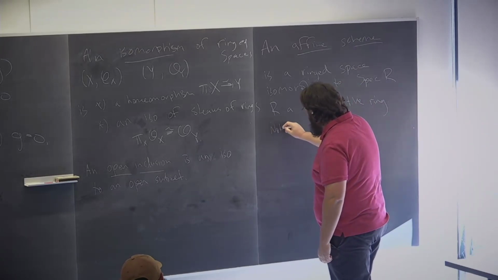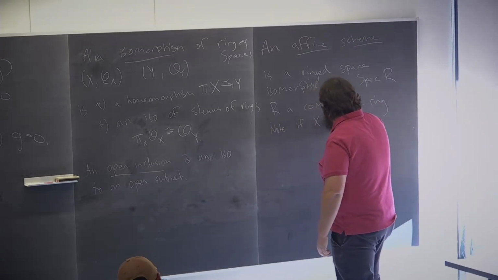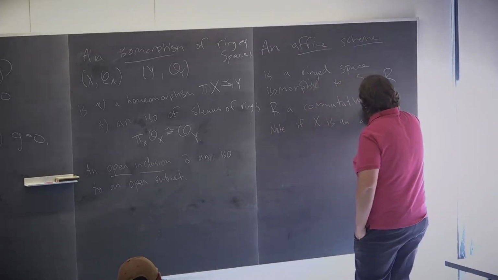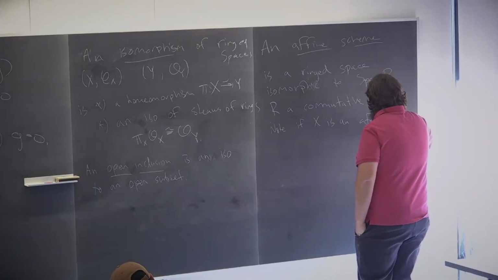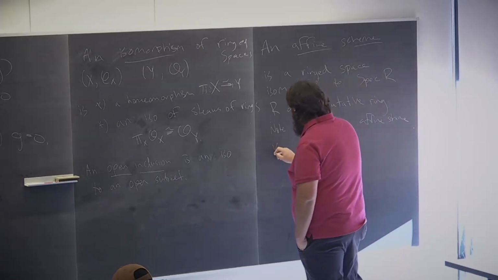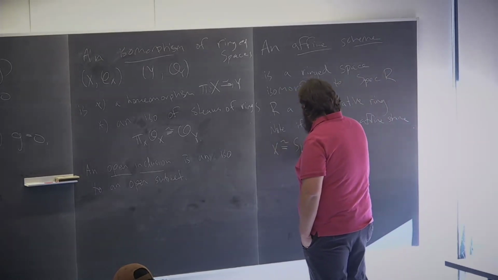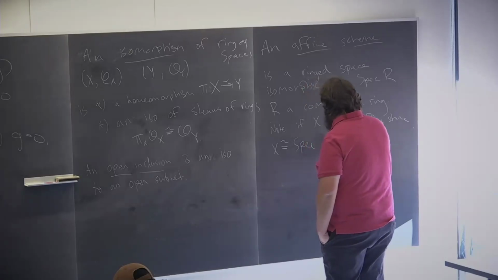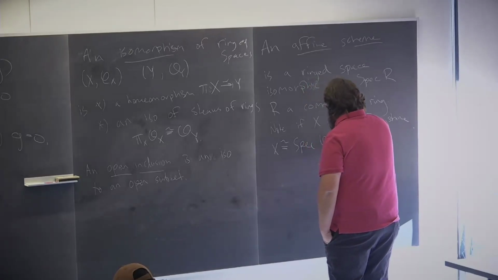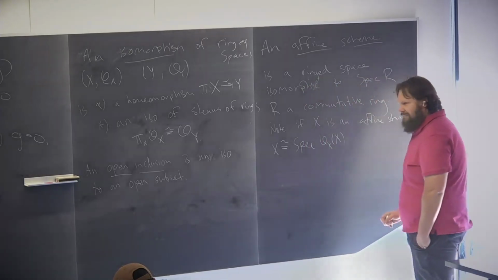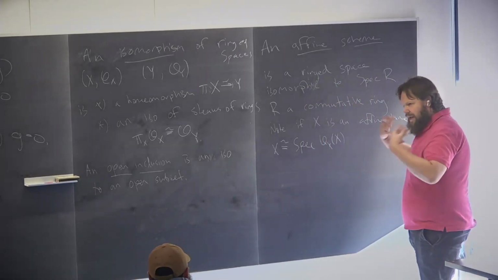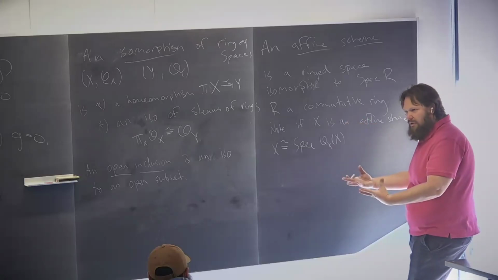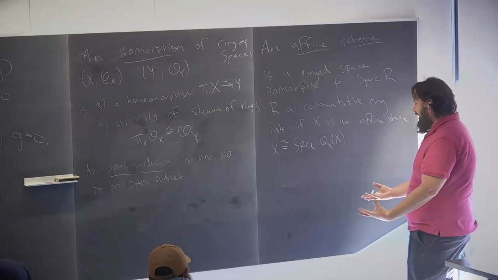Note, if X is an affine scheme, then you can figure out what the ring is immediately. X is isomorphic to Spec of the sections on the whole thing of O of X. We saw last time that if we take Spec of R, sections on all of Spec of R is R itself.